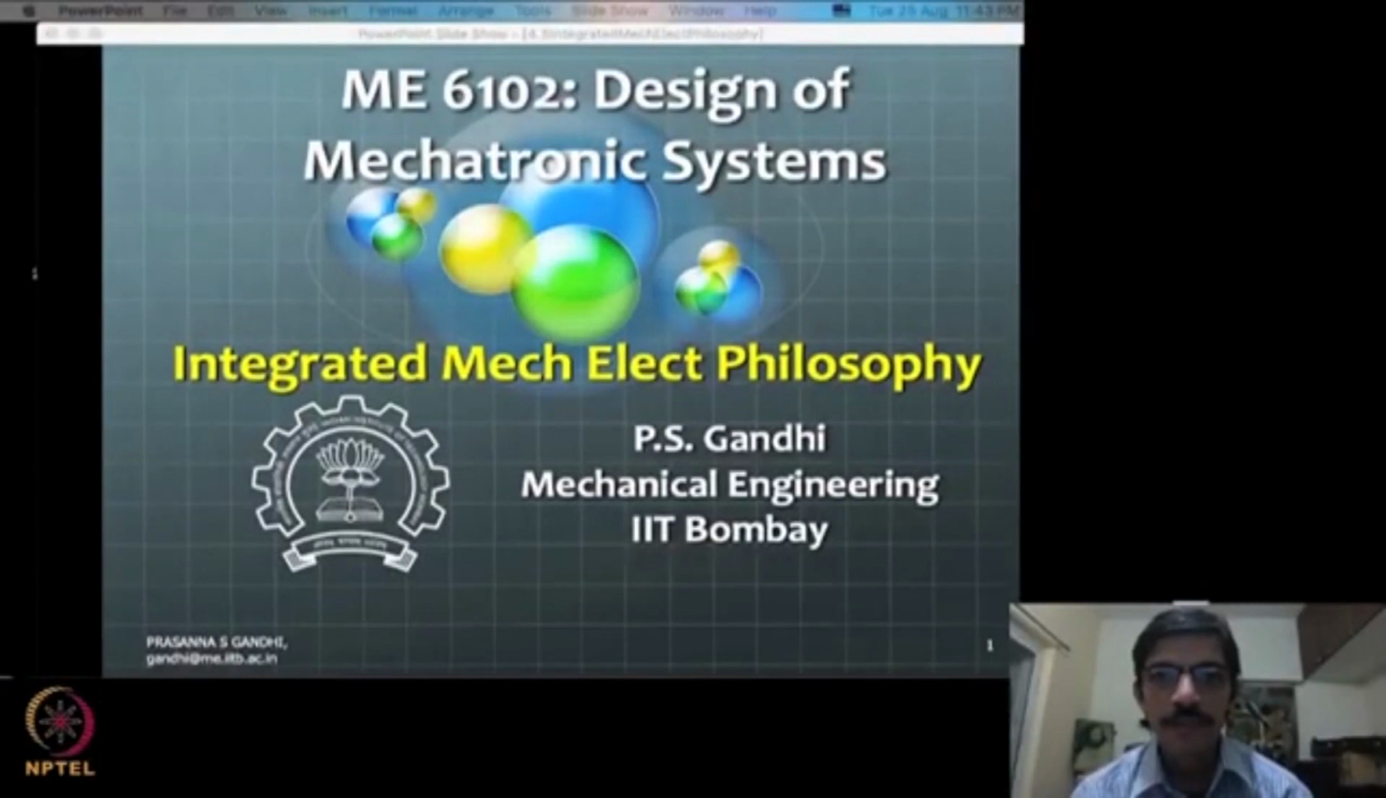Okay, so let's start the next lecture on integrated philosophy of mechanical and electrical domain thinking. Okay, this is like a mechatronics thinking. So far we have been discussing some part of it already, but let us discuss it a little more, with more examples and some kind of formal thinking. Okay, so we will begin this lecture.